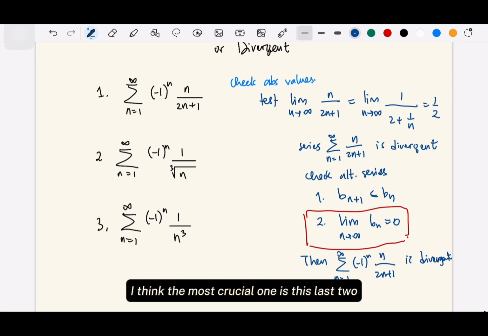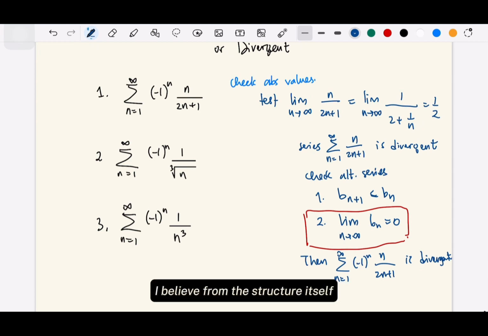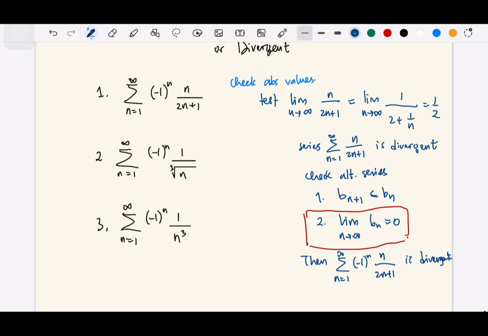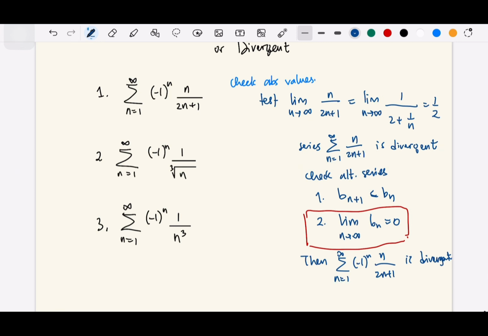I think the most crucial ones are these last two. Because I believe from the structure itself, you can see the difference. This is greater than 1, this is less than 1. So when you take absolute values, the only one that converges is number 3. Right? This will be absolutely convergent. This will be conditionally convergent. Okay? So we can write here.